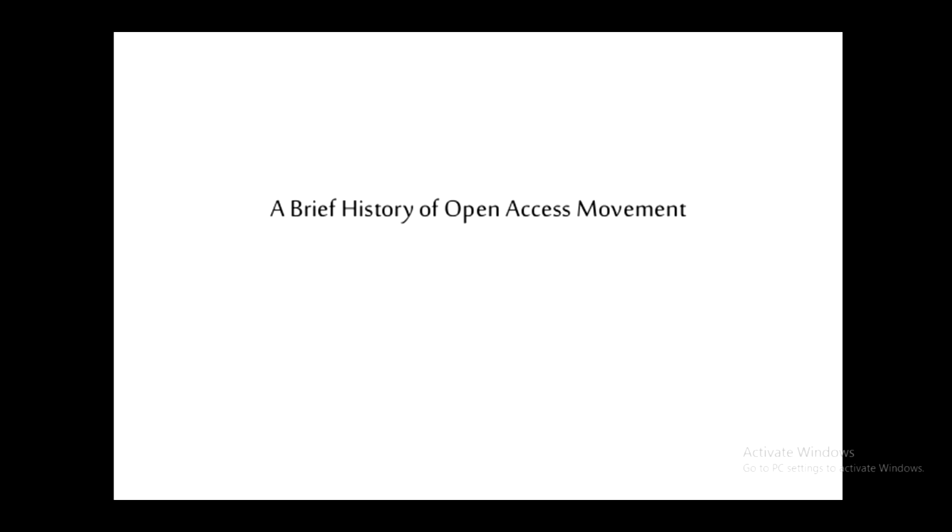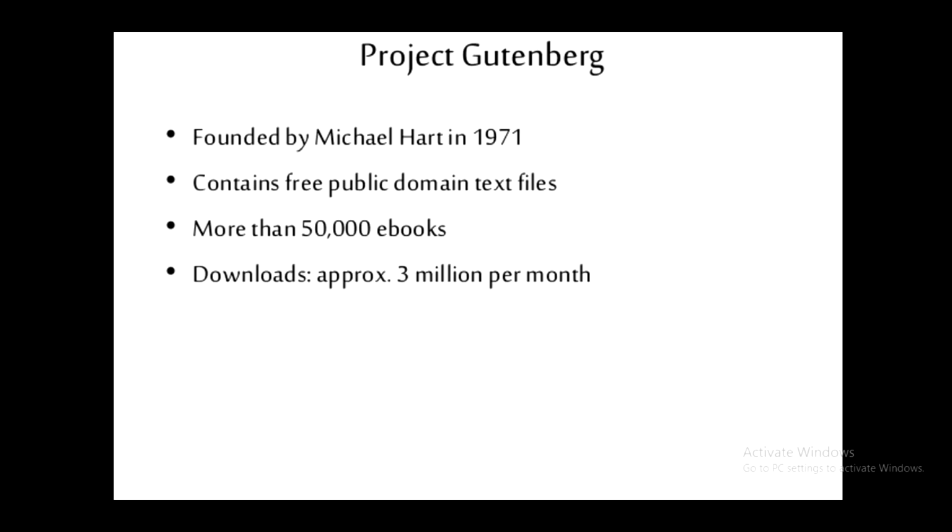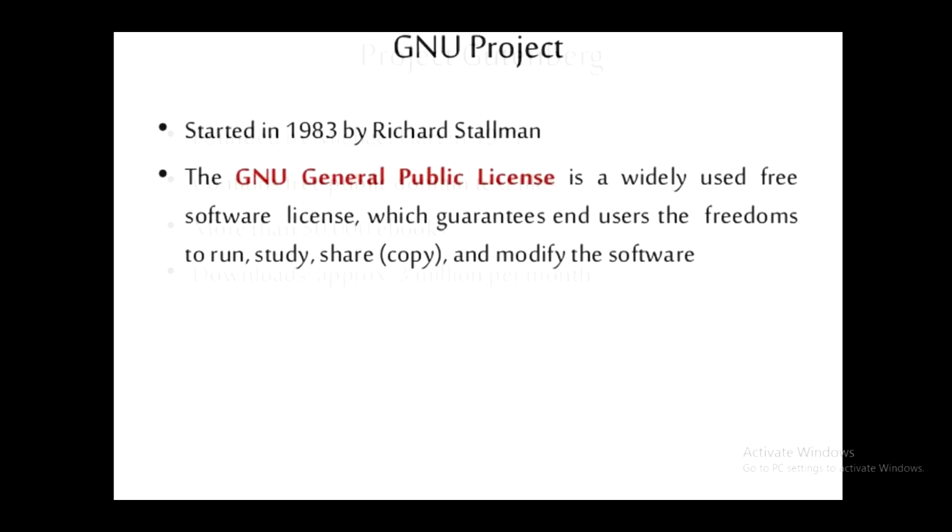A brief history of the open access movement. First one is Project Gutenberg. It was founded by Michael Hart in 1971. It contains free public domain text files. More than 50,000 ebooks are there. Downloads are approximately 3 million per month can be seen in Project Gutenberg.